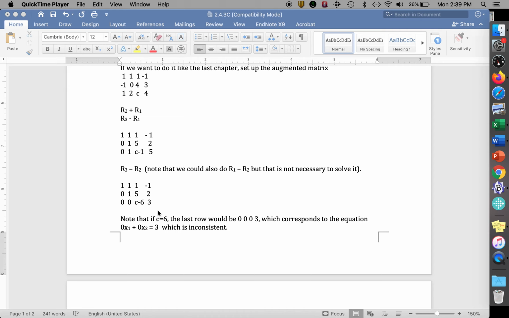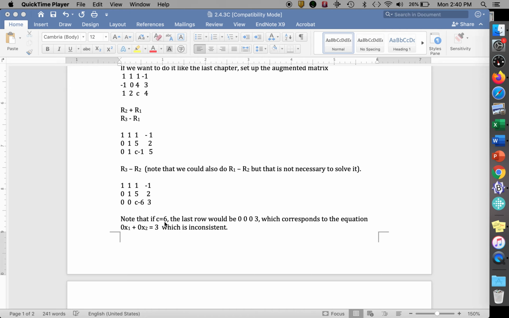And in order to have no solution, I would need for that last row to be 0, 0, 0, not 0. So in other words, if c minus 6 is 0, that would give me the system 0 x1 plus 0 x2 plus 0 x3 equals 3. And that is an inconsistent system. So we want c to be 6. That would make the system inconsistent.